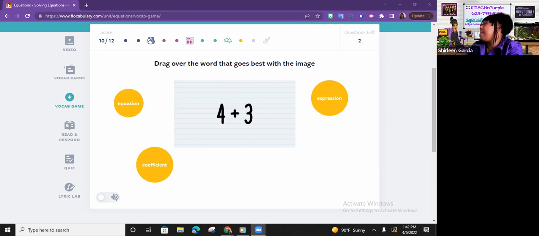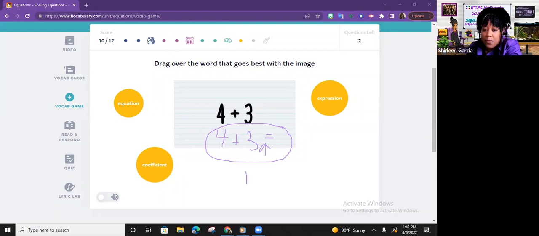I want to draw. Okay, so 4 plus 3 equals. 4 plus 3 equals, this is an equation because it has an equal sign. When it doesn't have an equal sign, it's just an expression. Can't solve it. So it's an expression.